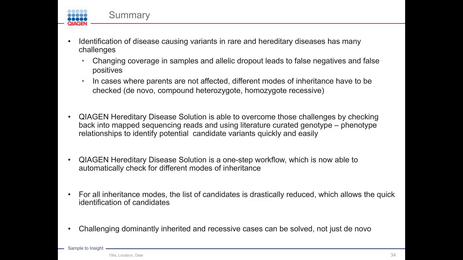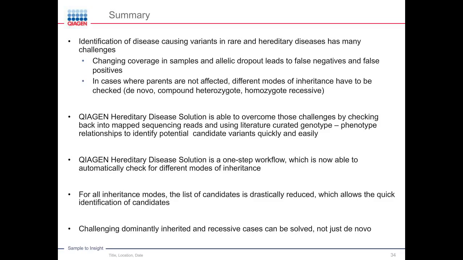And on top of that, it uses a QIAGEN knowledge base with literature-curated genotype-phenotype relationships, where you can even identify candidates of disease-causing variants, which might not directly have a link with a phenotype, but maybe are in the pathway and therefore associated.